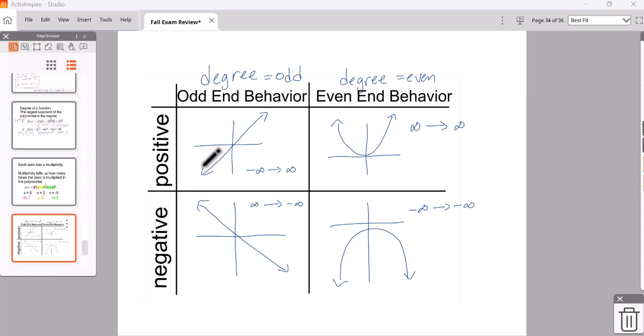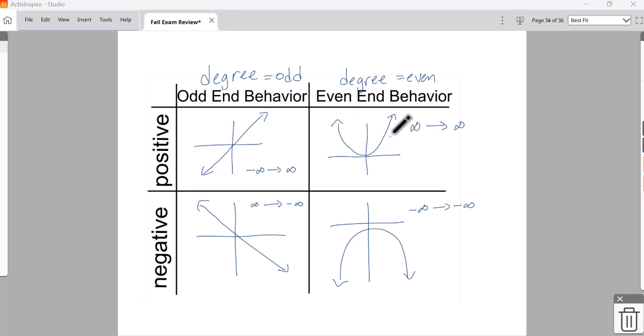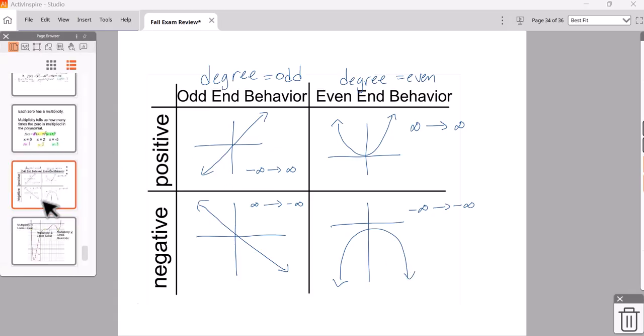Odd functions behave like linear, where it is increasing, it's positive, so it starts low and ends high. Negative linear functions are decreasing, starting high or positive and ending at negative infinity. Positive even is a U-shaped graph, like a quadratic function, so it starts high and ends high, but when it's negative, it is decreasing the whole time, so the end behavior is negative infinity to negative infinity. And that's what our end behavior will look like.